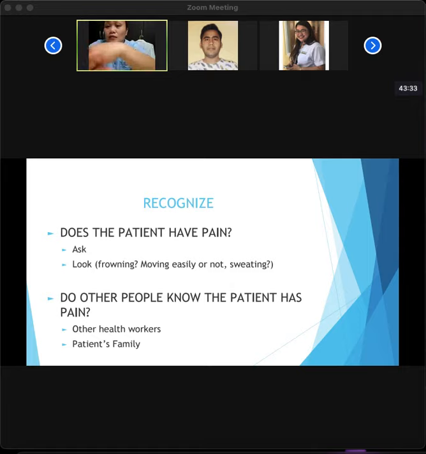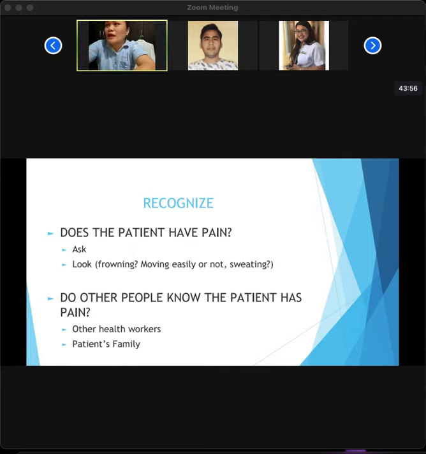Okay? Those are the signs that the patient is in pain. Okay? And also, you have to ask other people who know the patient. Okay? Sometimes the patient is accompanied by his relative, then you can ask them.